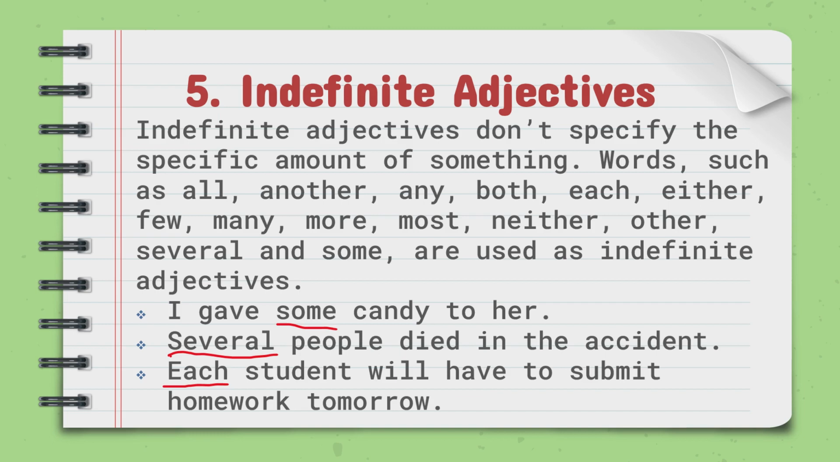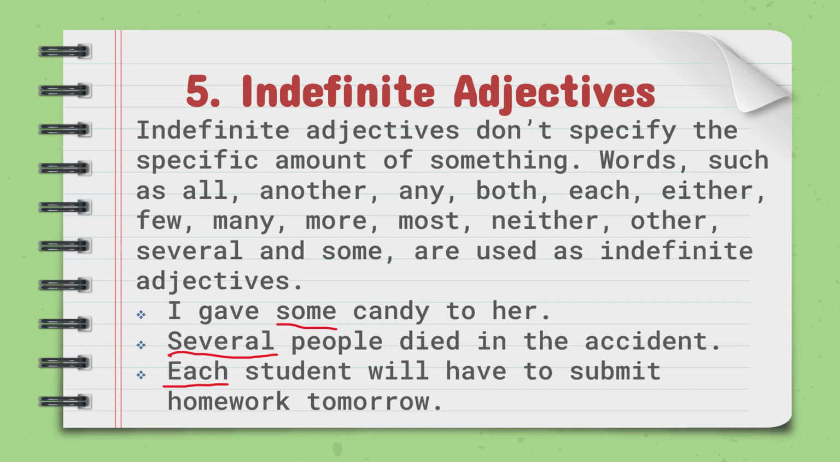Let's take a look at some examples. I gave some candy to her. So candy here is noun and some is indefinite adjective. Now some doesn't specify how many candies I gave to her. It just says some candy. We don't know how many I gave her, right? So some here is indefinite adjective.